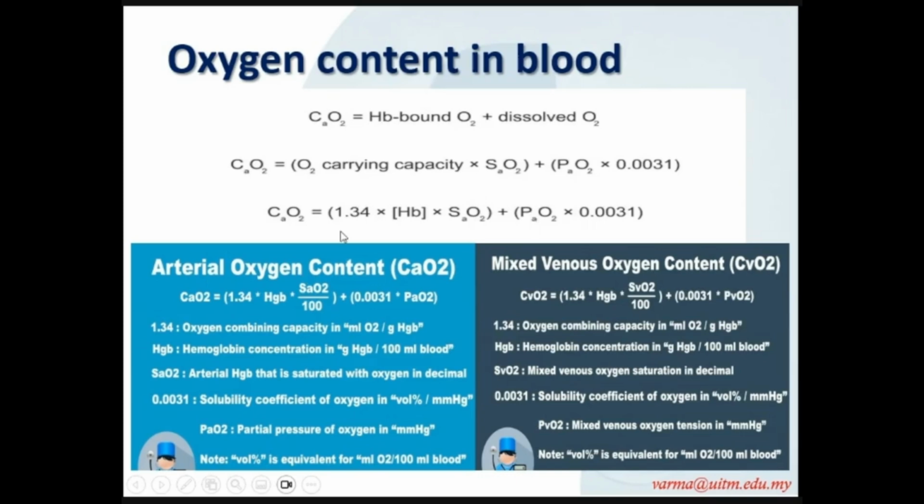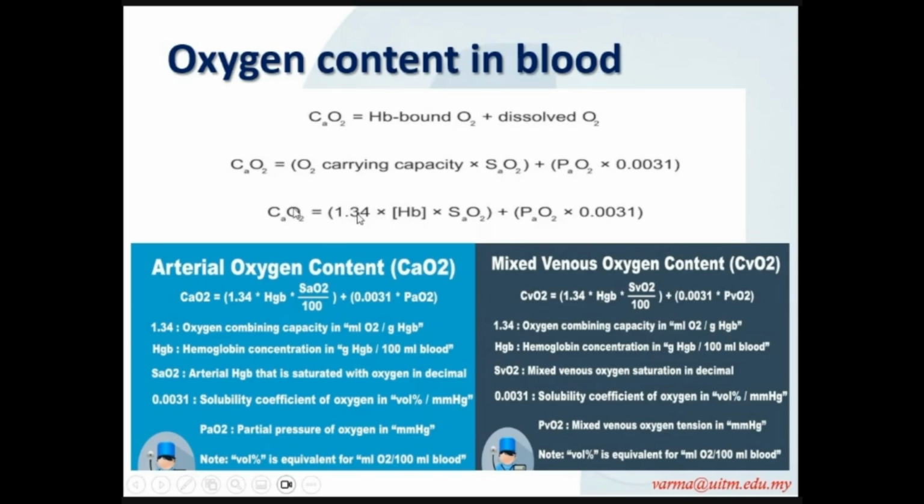Okay, what is 1.34? This is called Hufner's constant. What is Hufner's constant? It means the oxygen combining capacity in ml of oxygen per gram of hemoglobin. It means 1 gram of hemoglobin has the capacity to combine 1.34 ml of oxygen. This is the constant called Hufner's constant. In some books, you may see this constant given as 1.39.